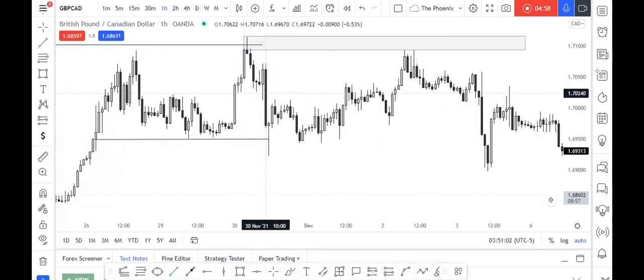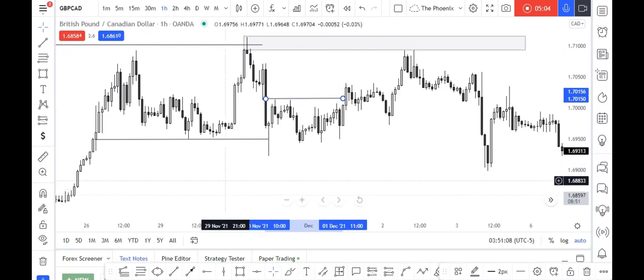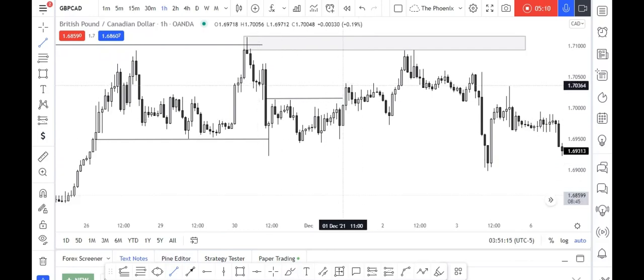And what it did on the way back, it engineered liquidity. So it engineered it here and then cleared it with this candle and then did the same thing again up here and then went into the order block, the point of interest.